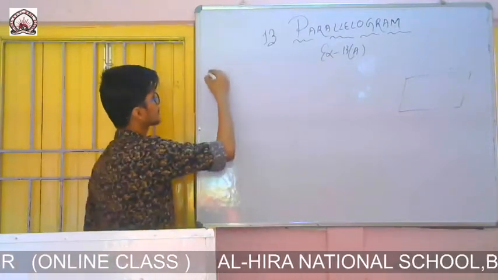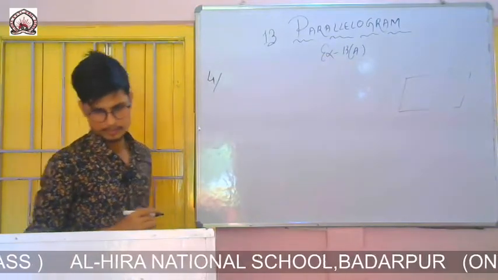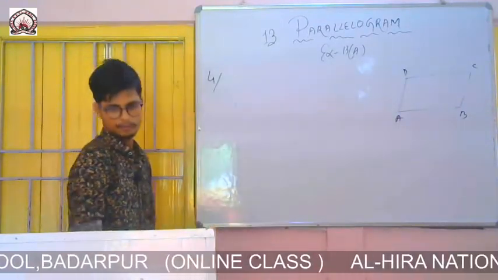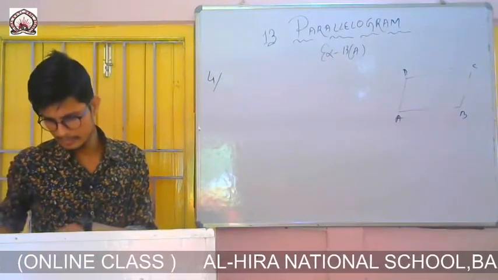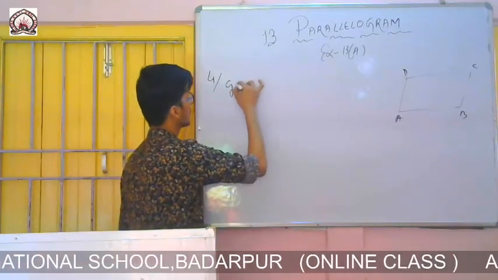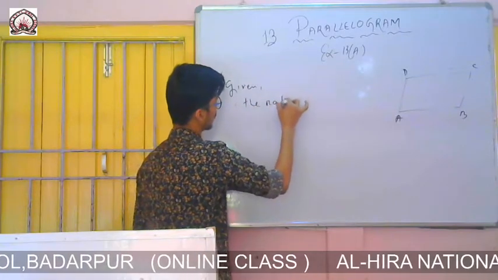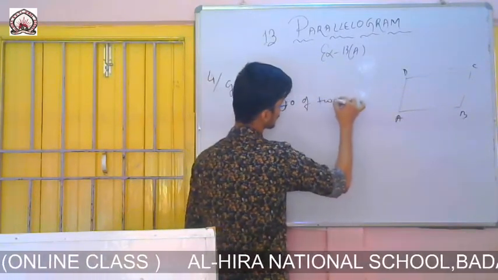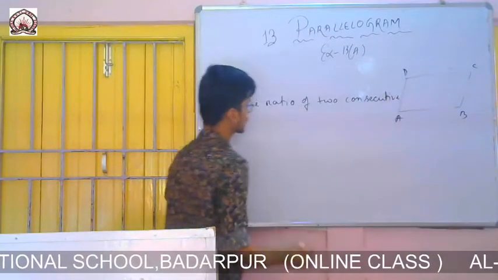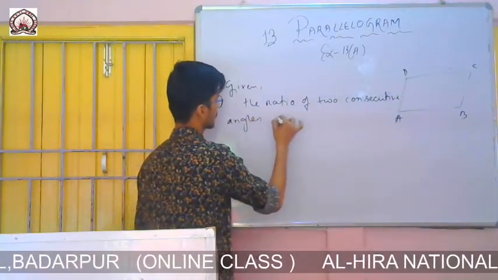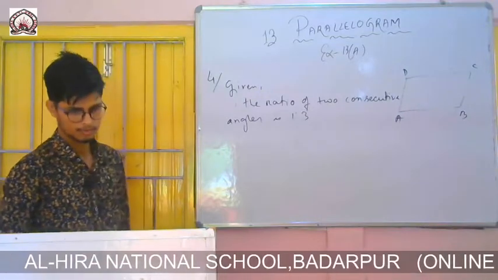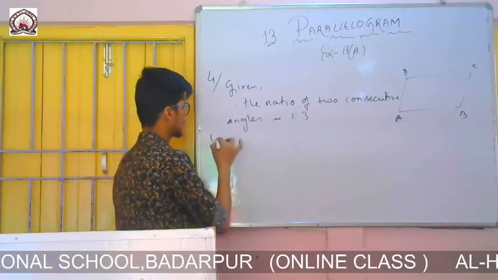So first of all, let us name the parallelogram A, B, C, D. It is given that the ratio of two consecutive angles is 1:3. So we can let the two consecutive angles be x and 3x.